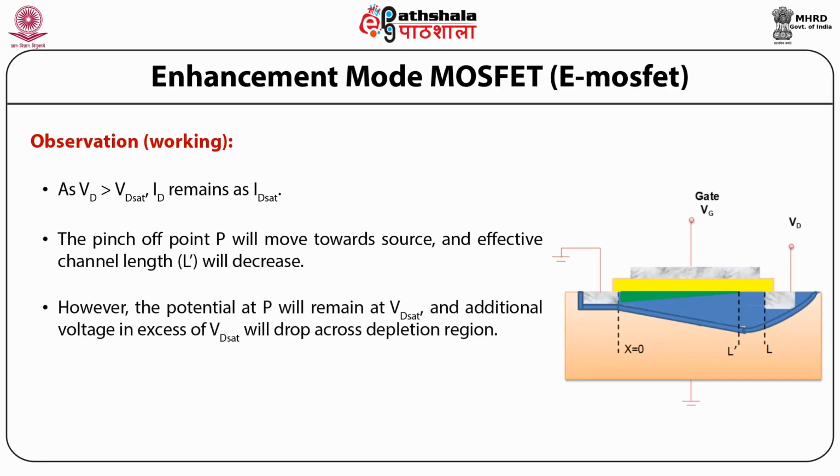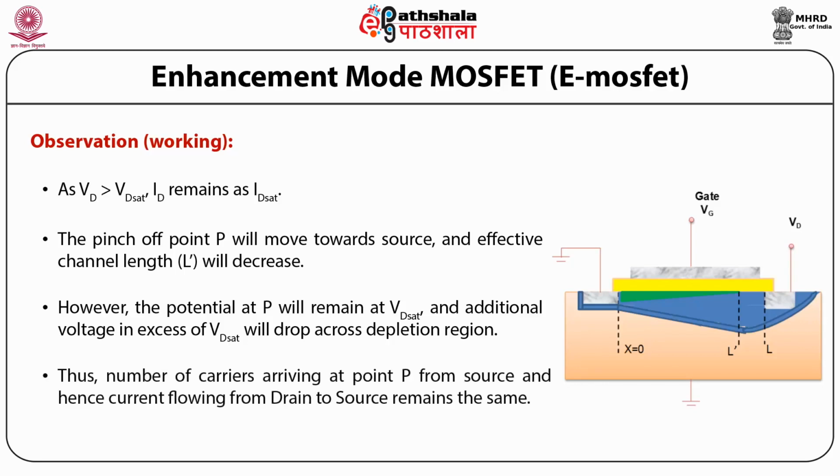However, the potential at P will remain at VD saturation, and additional voltage in excess of VD saturation will drop across the depletion region. Thus, the number of carriers arriving at point P, which was shown previously, from the source, and hence the current flowing from drain to source, remains the same.